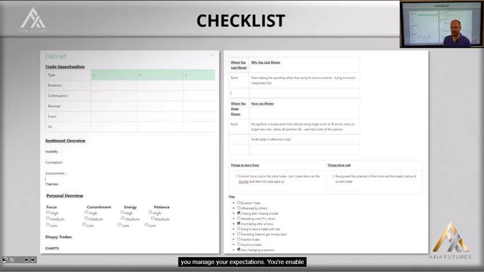You manage your expectations. You're able to then go, right, well, I've seen nothing so far. I know there's opportunities to come. It prevents you from jumping at poor opportunities now and then foregoing potentially much, much better opportunities in the future.